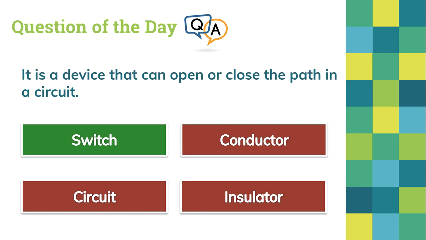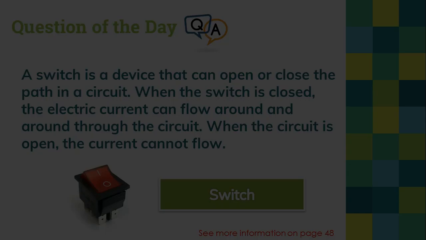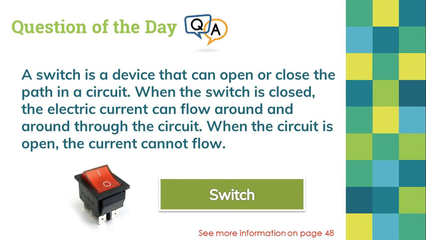Right, so here we can see that the right one is switch. So what is that, Mr. Joe? Let's take another look at that. A switch is a device that can open or close the path in a circuit. That means that with this device we can actually allow current to flow or prevent current to flow. It is to say, electricity to flow through a circuit.